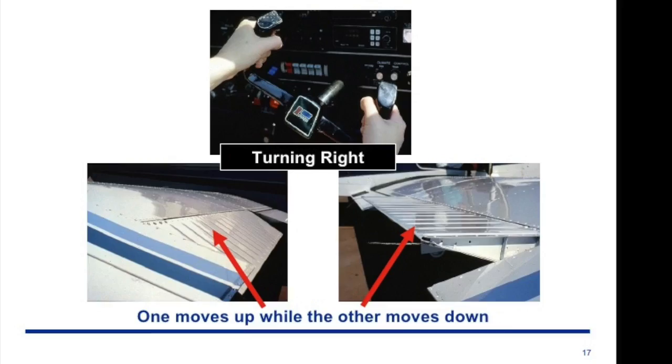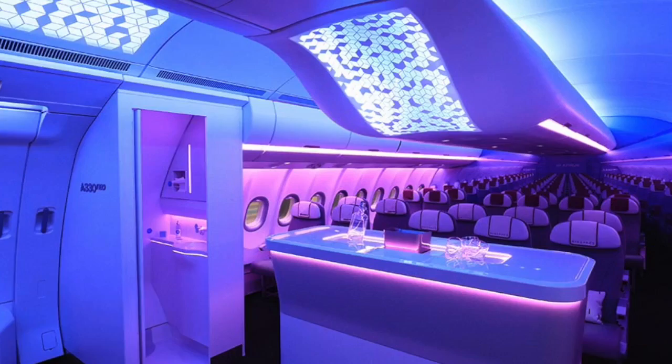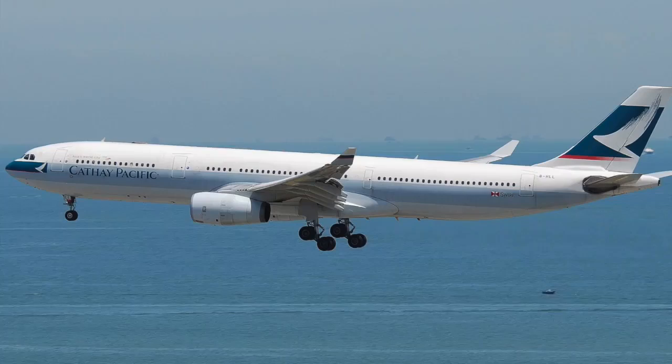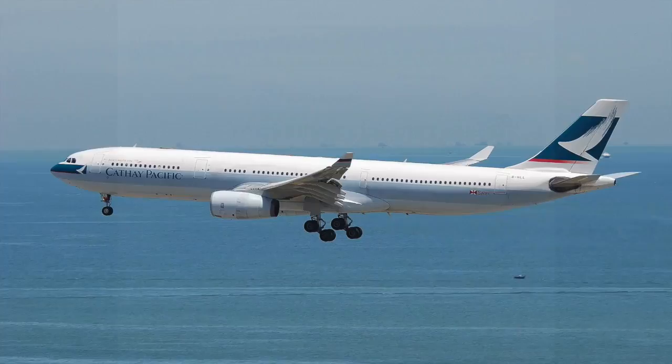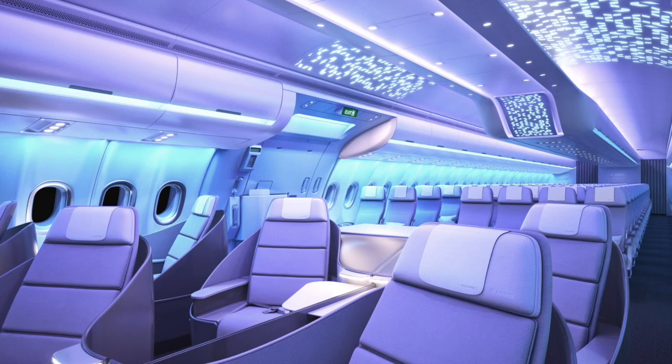Passenger cabin layout. The A330-300 provides a high level of passenger comfort with one of the quietest aircraft cabins flying today. This twin-engine jetliner has an overall length of 63.6 meters with the capacity to seat 300 passengers in a typical two-class cabin layout. This reflects Airbus's commitment to continuously enhance the environment with the use of LED lighting technology for reading, passenger information signs and ambient lighting.